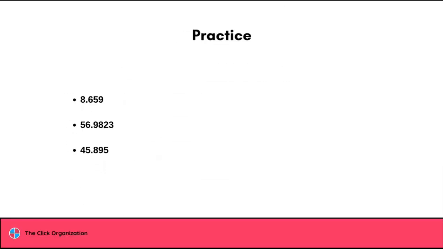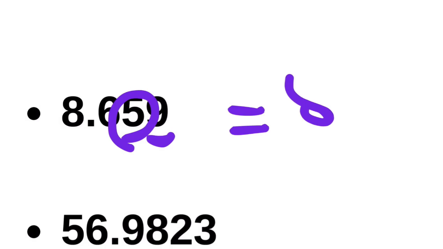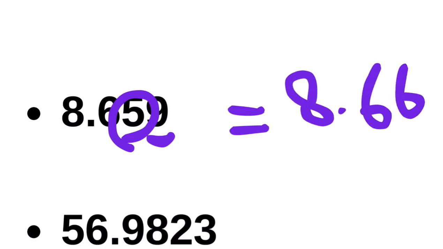Take a look at this. 8.659. This has 3 decimal digits, right? So I want it to have 2 decimal digits, 65, okay? But should I just remove 9 and not consider it? No, that's completely wrong. So what should I do? I take a look at the third digit. If it's greater than 5, I add 1 to the second digit. Okay, so 9 is greater than 5. So I add 1 to 5, which is the second digit, right? And this will be 8.66. Did you get it?